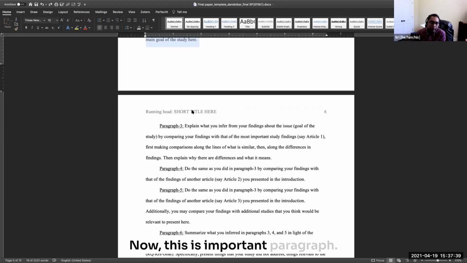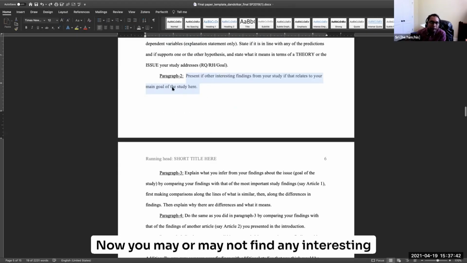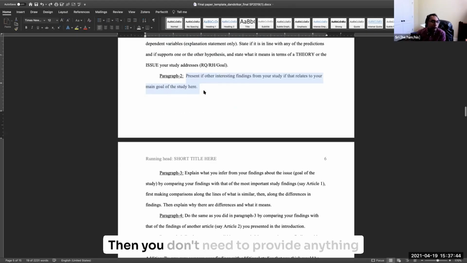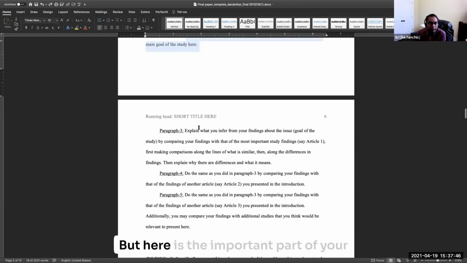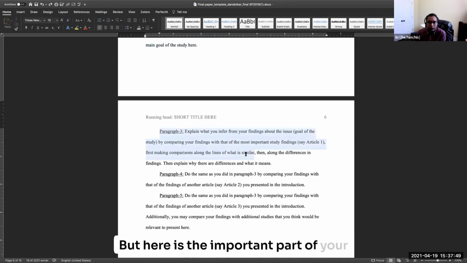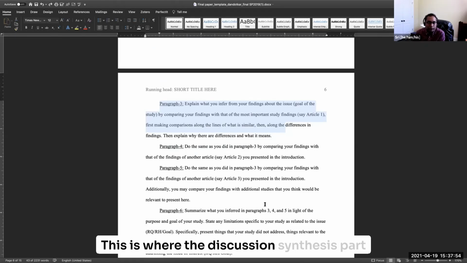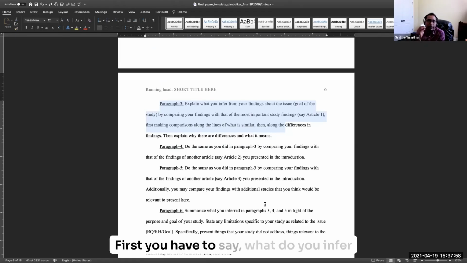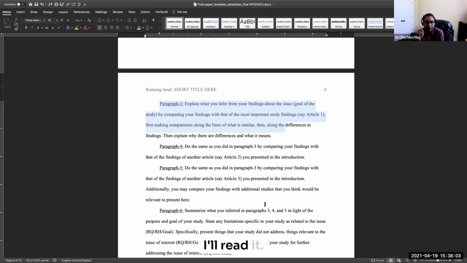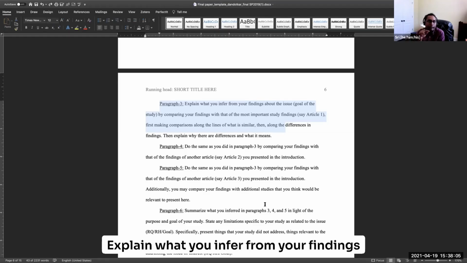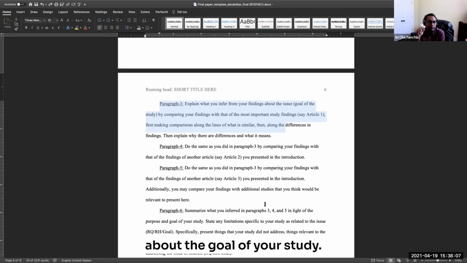Now, this is the important paragraph. Now, you may or may not find any interesting things. That's okay. Then you don't need to provide anything there. But here is the important part of your discussion. This is where the discussion synthesis part starts. First, you have to say, what do you infer about your study, about your research question? I'll read it. Explain what you infer from your findings about the goal of your study, right?